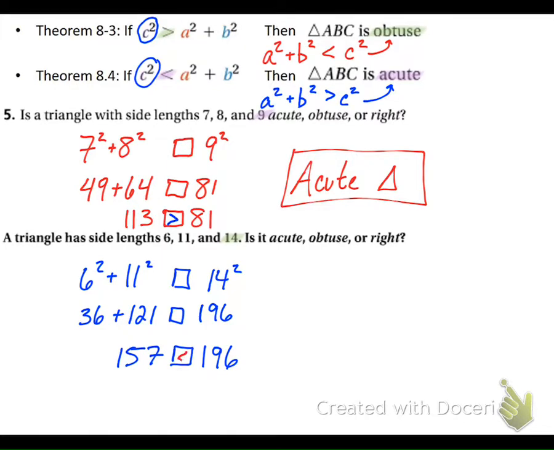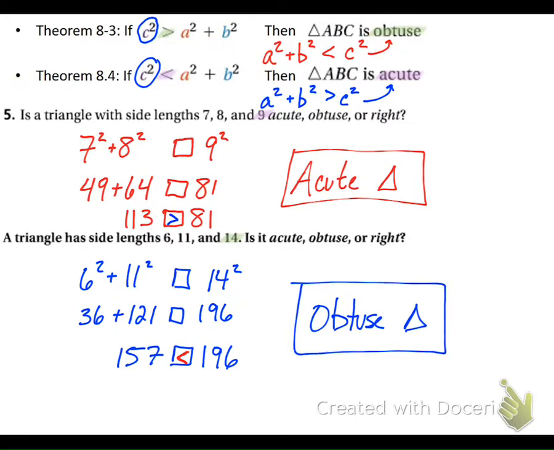So I know that 196 is bigger. And again, that's my hypotenuse squared. So it's going to look like this one up here where my c squared is bigger than the other two added together. And so I know that this is going to be an obtuse triangle. There we go. And that's it.